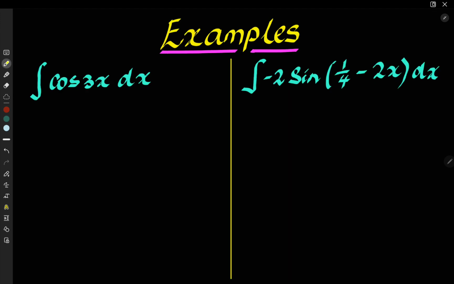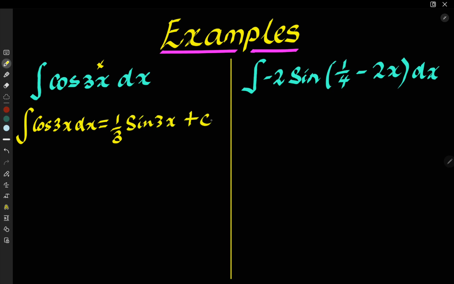Now, in these examples, the first one, we are asked to find the indefinite integral because there are no limits here. So this is an indefinite integral of cos 3x dx. If you remember very well, we said that the integral of cos is equal to sine. In this case, the coefficient of x is 3, so we divide by 3. The integral of cos 3x dx will be equal to 1/3 sine 3x plus a constant.